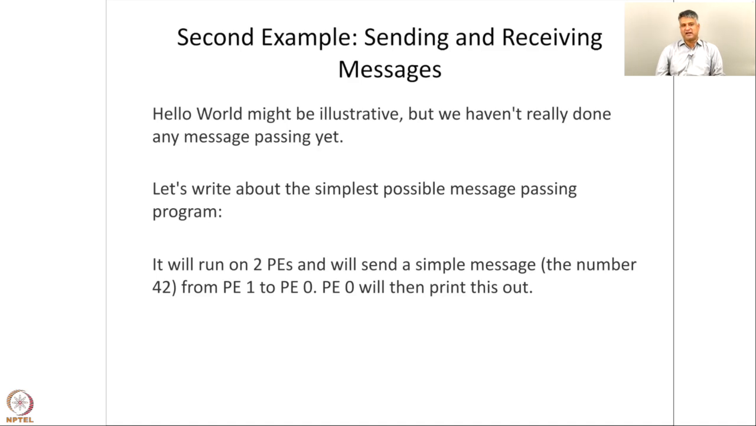Now let us write a simple program that will run on 2 processes, and we will send a simple message, the number 42, from process 1 to process 0. And then process 0 will print it out. So this will be the first pair of communications that we will be doing on a simple code.